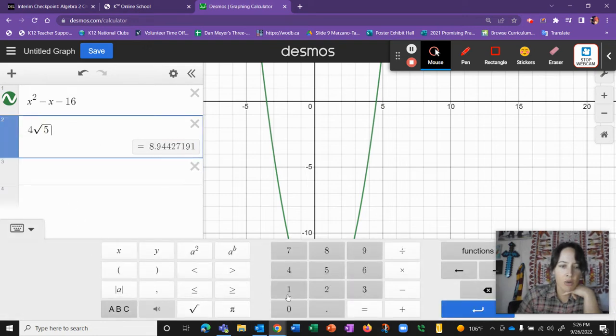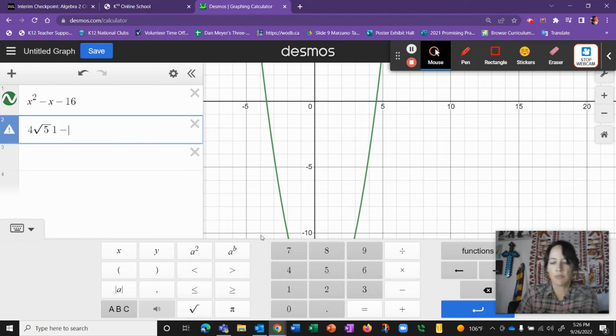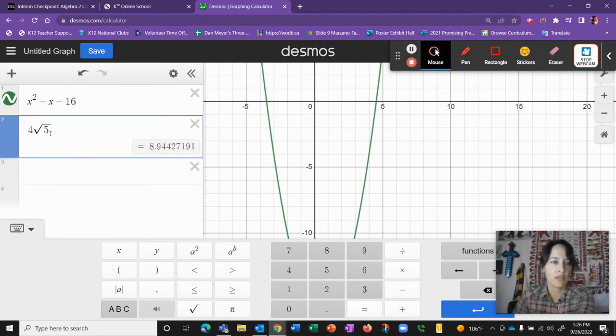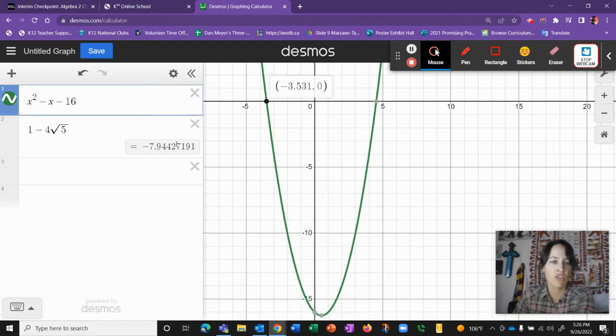Maybe you got 1 minus, and technology tools. How am I doing on that? Keeping it short and sweet, huh? 1 minus, you'll get a different number, but you can try your answer and then see if it matches your graph. So these are just checking ideas.